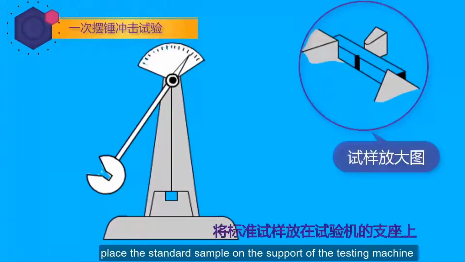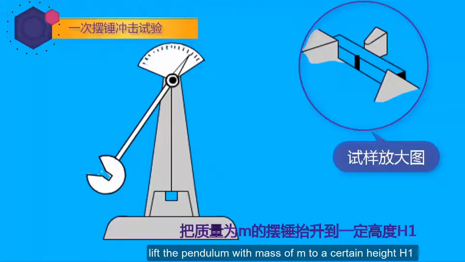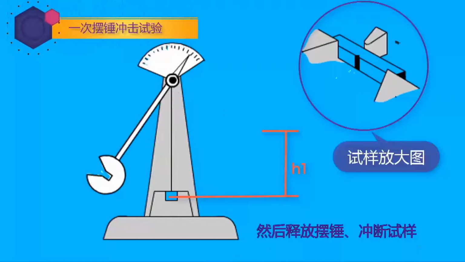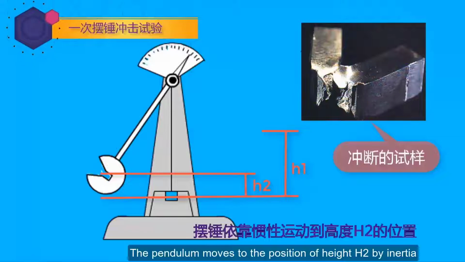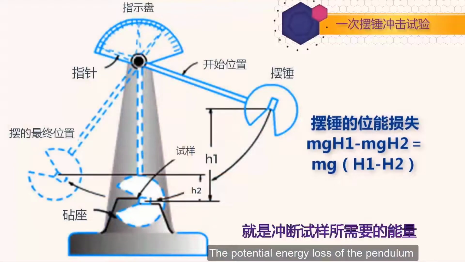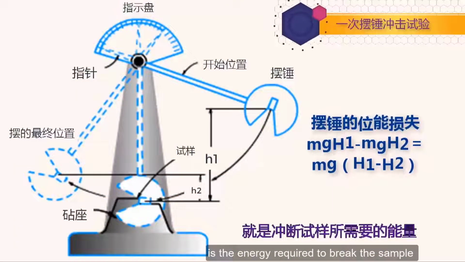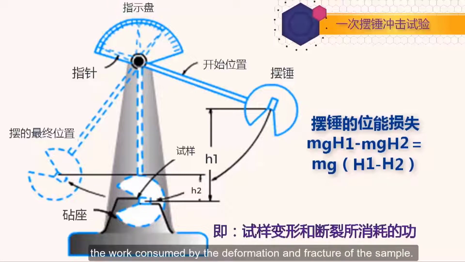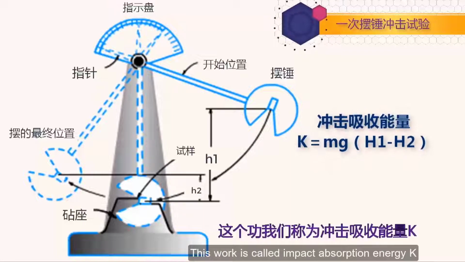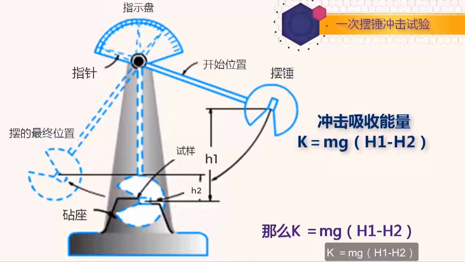During the test, place the standard sample on the support of the testing machine, lift the pendulum with mass of m to a certain height h1, and then release the pendulum to break the sample. The pendulum moves to the position of height h2 by inertia. The potential energy loss of the pendulum is the energy required to break the sample, that is, the work consumed by the deformation and fracture of the sample. This work is called impact absorption energy K. K equals mg(h1 - h2).